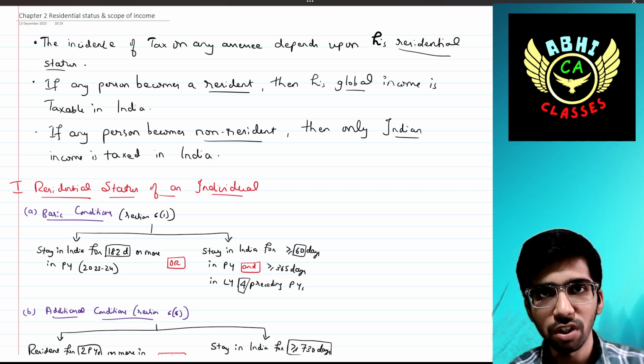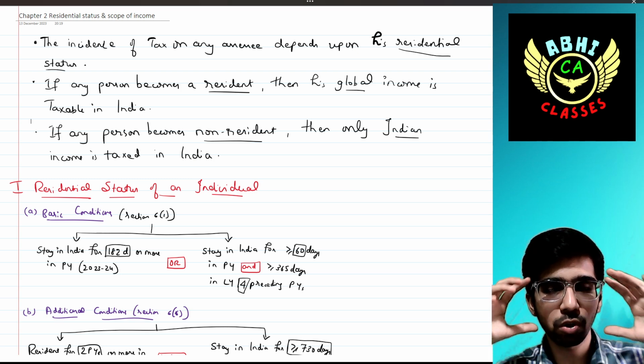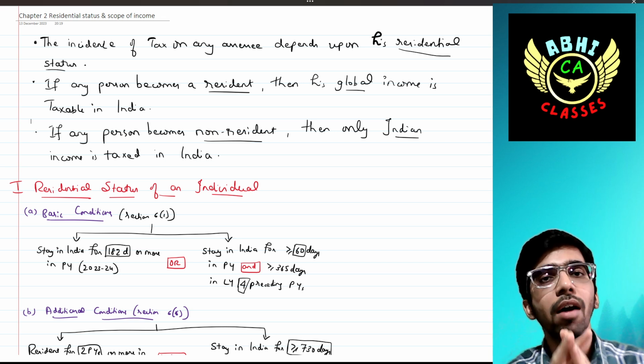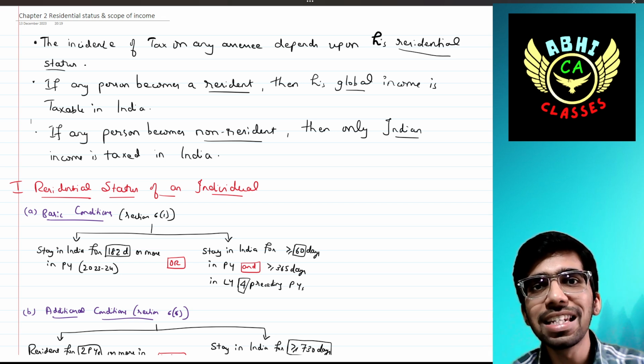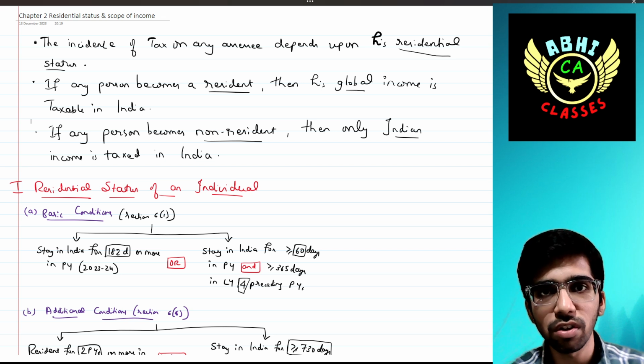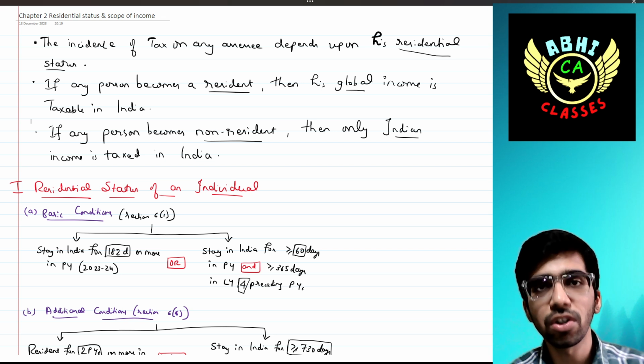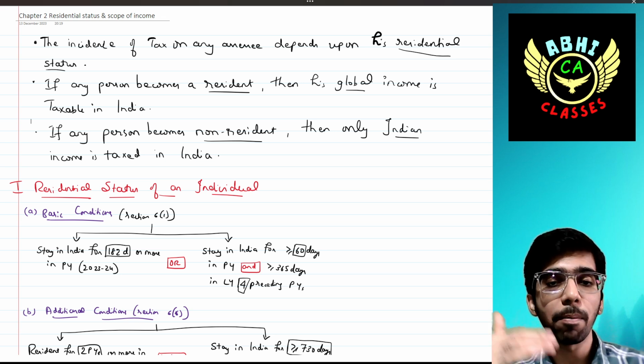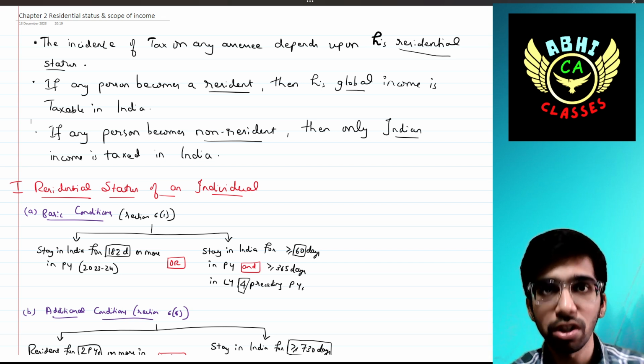What do you mean by residential status? We'll first take the introduction part so that you will be in a better position to grasp in brief about the residential status. The incidence of tax on any assessee depends on his residential status. The income tax is applicable based on his residential status.